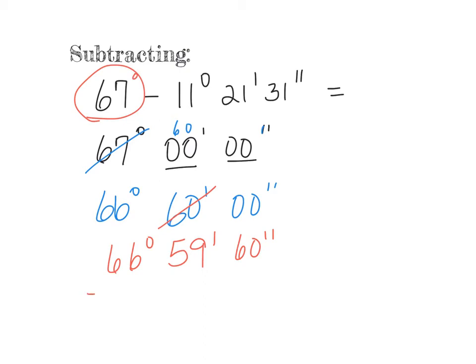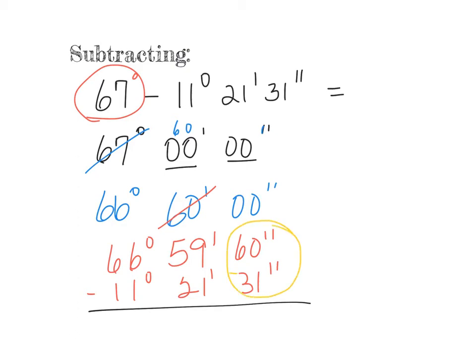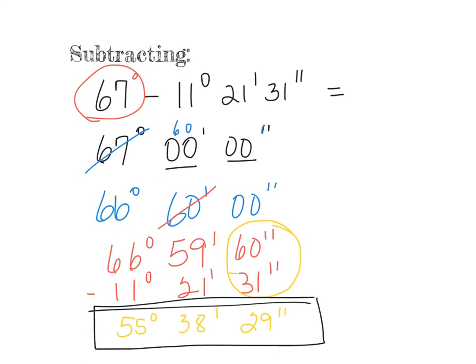Okay, so now we're going to subtract 11 degrees, 21 minutes, and 31 seconds. And so we will just take these two right here, the 60 seconds and the 31 seconds, and subtract them, and we get 29 seconds. Now we're going to subtract just the 59 minutes minus 21 minutes, and we get 38 minutes, and 66 degrees minus 11 degrees is 55 degrees. And that is our final answer.